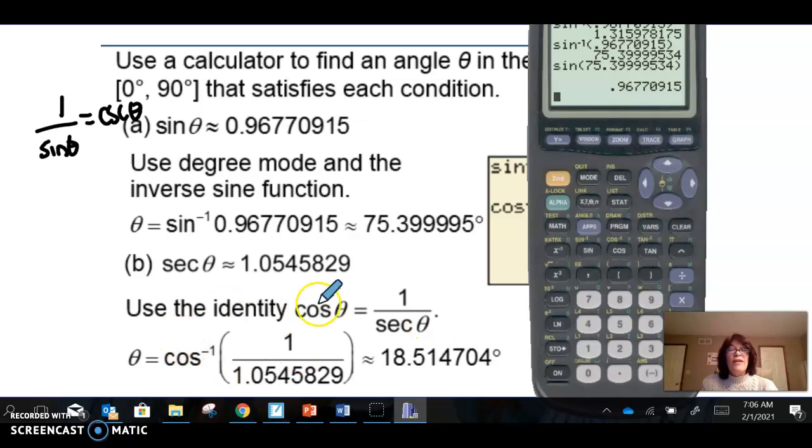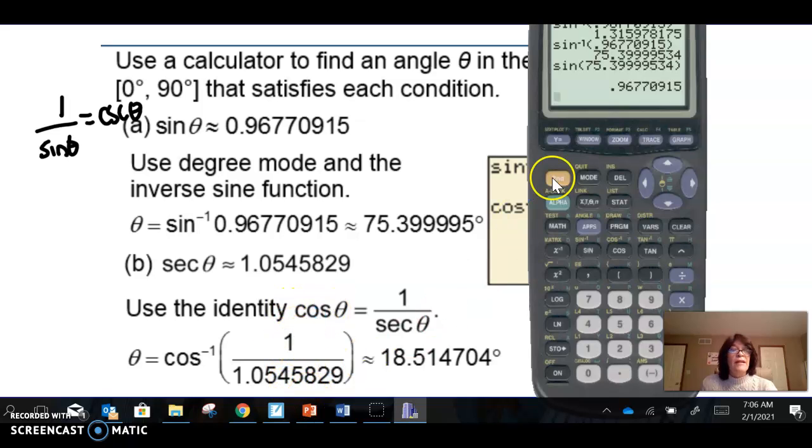Okay, so I know that the cosine is 1 over the secant, right? The cosine of theta is 1 over the secant of theta. I already have secant of theta, so this time I do have to take 1 over that number, and that'll be what the cosine of theta is. Then I take the inverse of that. So the inverse of that will give me inverse secant. Okay, do you understand that?